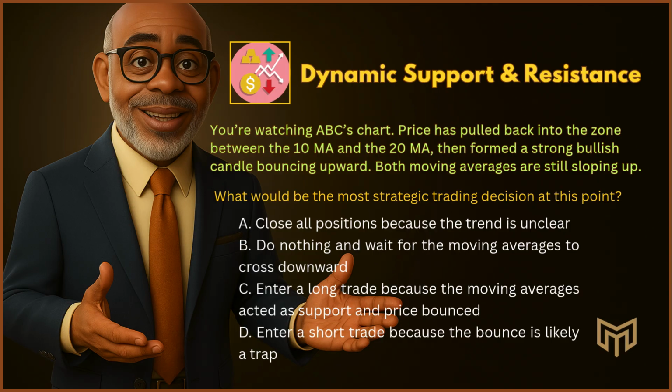The correct answer is C. Enter a long trade because the moving averages acted as support and price bounced. When price pulls back into a rising moving average zone and forms a strong bullish reaction candle, traders often interpret this as a continuation signal within the existing uptrend. The upward slope of both moving averages also suggests that bullish momentum may still be intact.